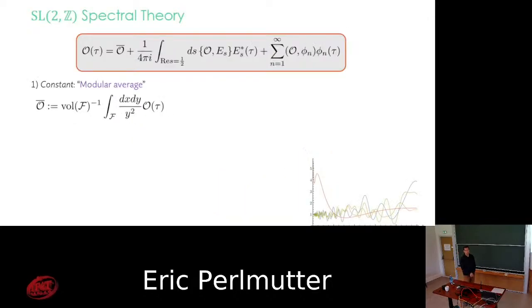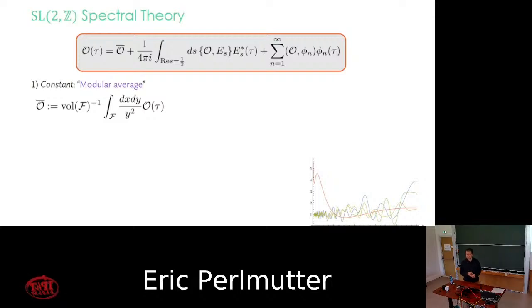OK, so in a little bit more detail, here's that same equation for O. It's slightly different. I've introduced a bracketed overlap. We'll get to that in a second. The first term is easy. Let's dispense with that. So the modular average, what I've called O bar, is just the average of O over the fundamental domain. So the inner product of O with 1 normalized by the inverse volume of the fundamental domain.